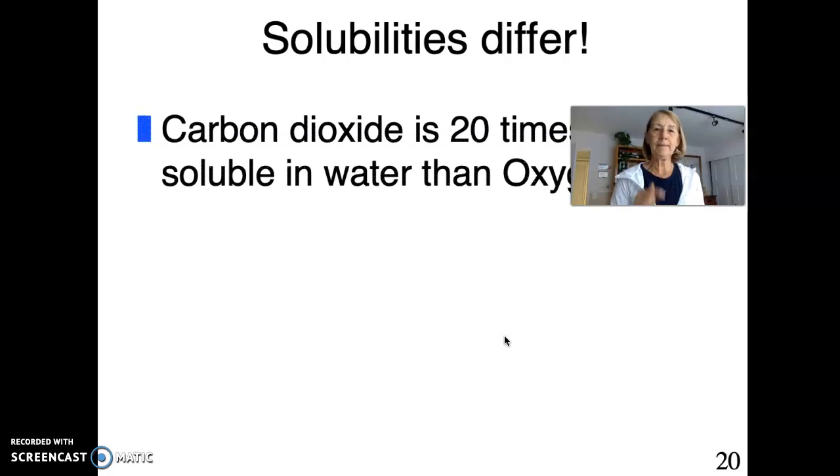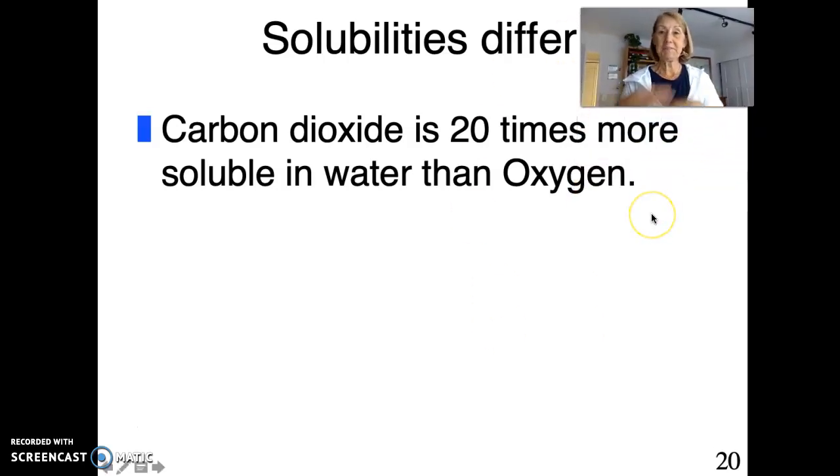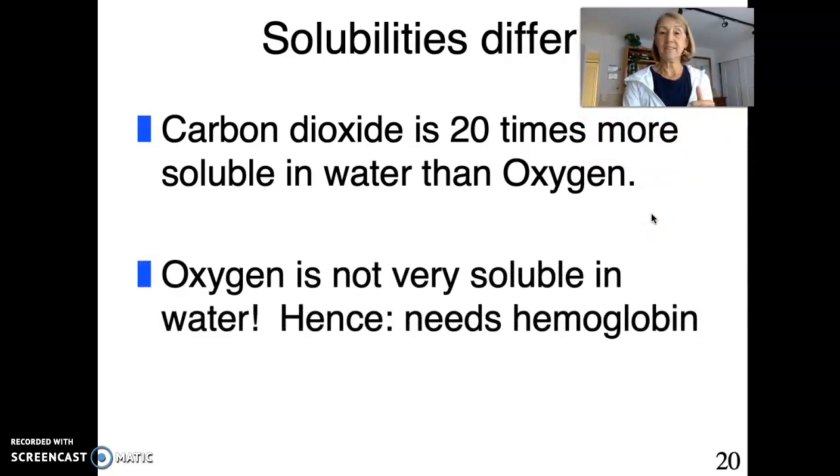Carbon dioxide is 20 times more soluble in water than oxygen is. It's much easier to transport CO2 just dissolved in the blood, as we do. Oxygen is not very soluble, so we need something that's going to help transport it, because it just will not dissolve in that water, in that fluid, in that blood. So you need a different molecule to help you do that. And that different molecule is hemoglobin.